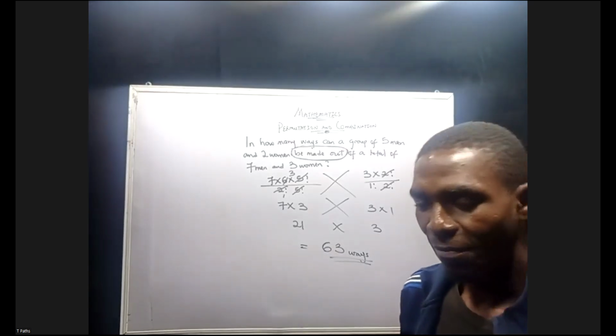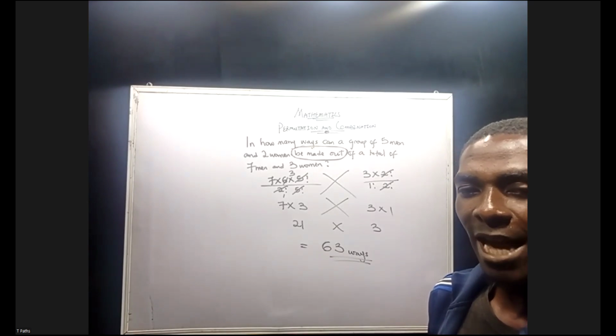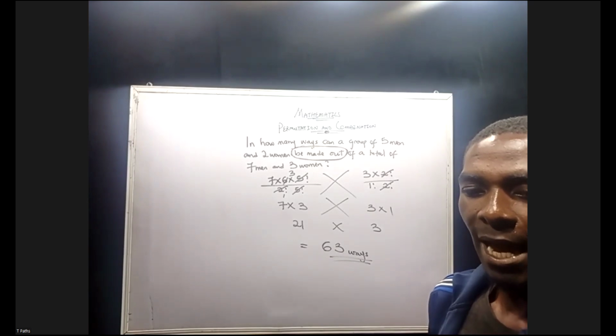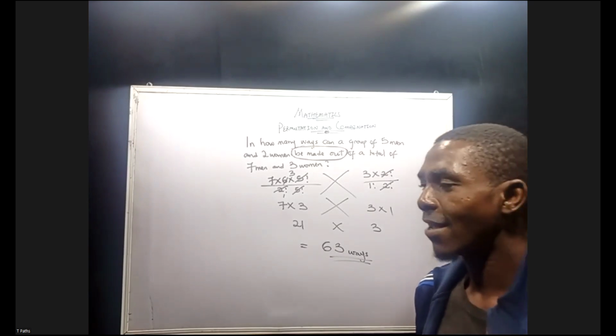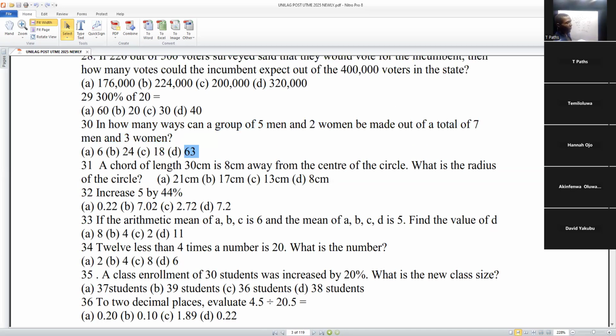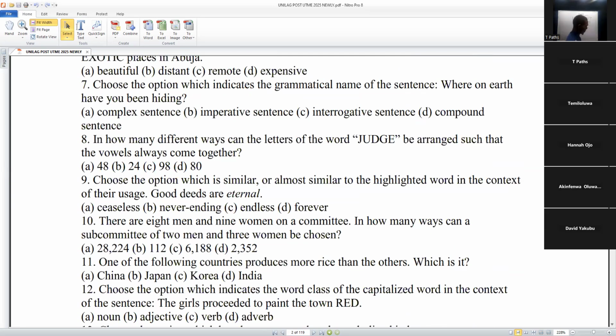Any other question? Yes, sir. Okay. Page 2, question 8. Page 2, question 8 is permutation. We did that in the last class. Do you want us to show the solution? Yes, sir.